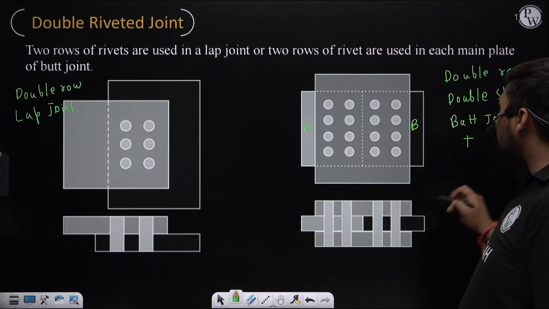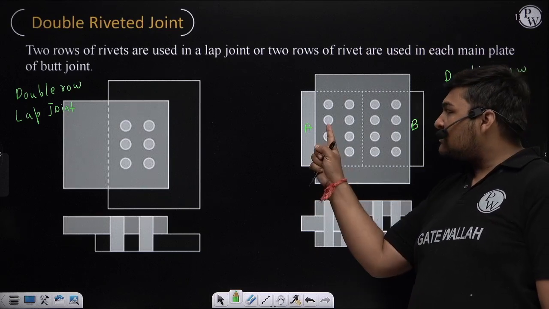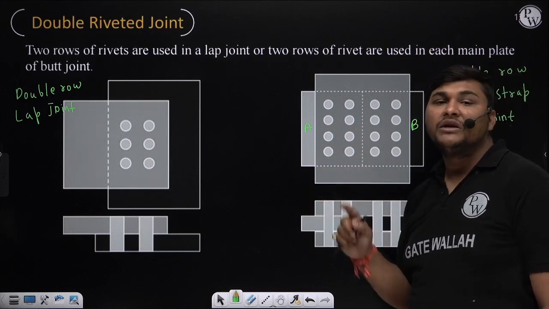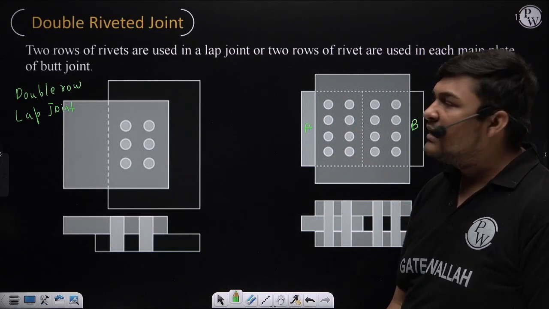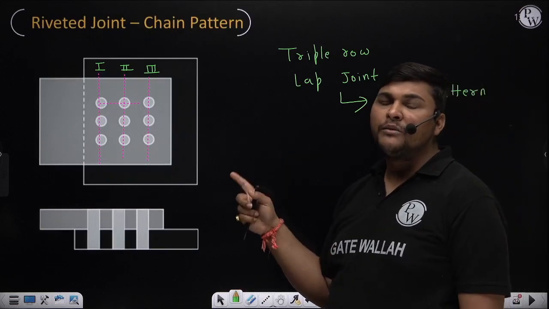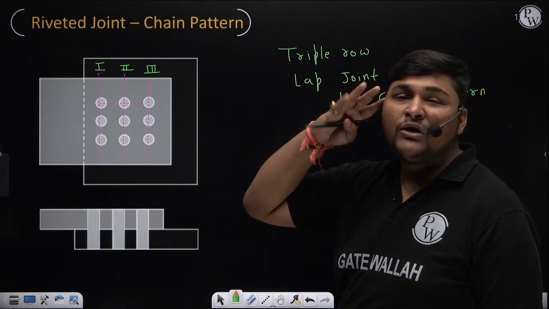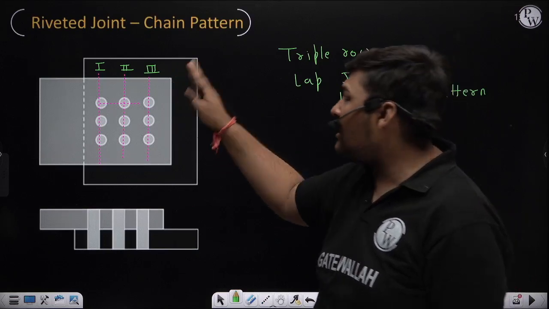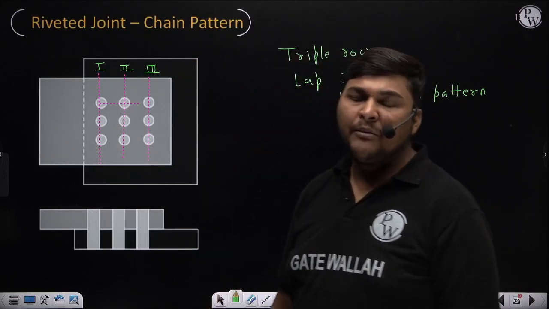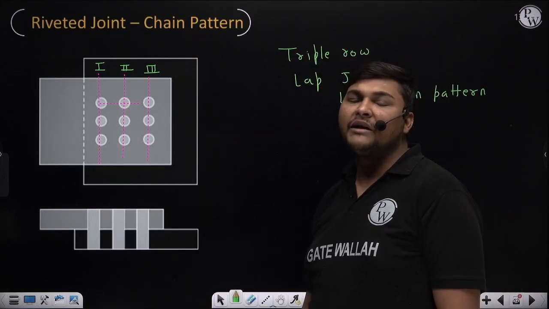Now pattern, chain pattern or zigzag pattern. So arrangement of rivets in each row is the same, so it is chain pattern. Okay. So pattern I have covered. If the arrangement of rivets in each row is the same, you need not write the definition. Only by looking at this diagram you can conclude. If the arrangement of rivets in each row is the same, that pattern is chain pattern.